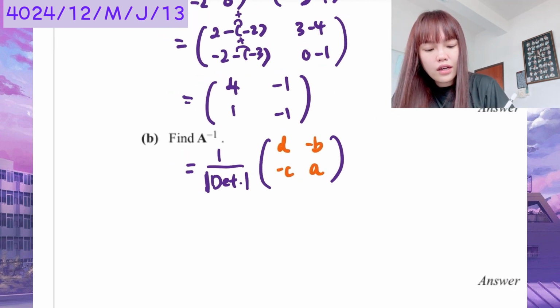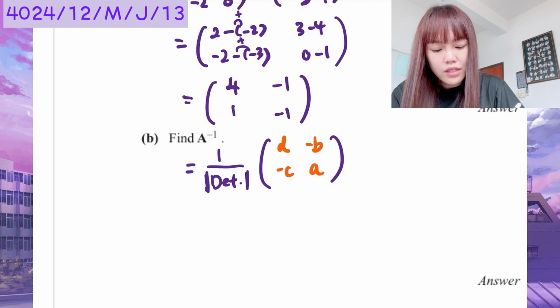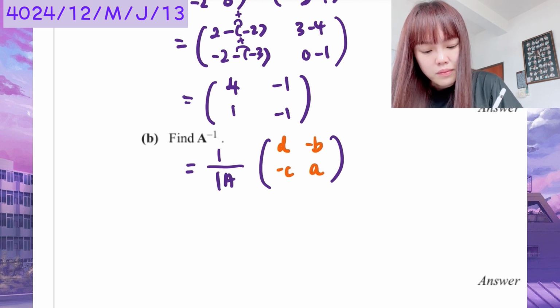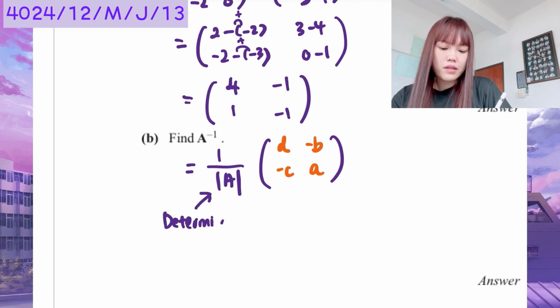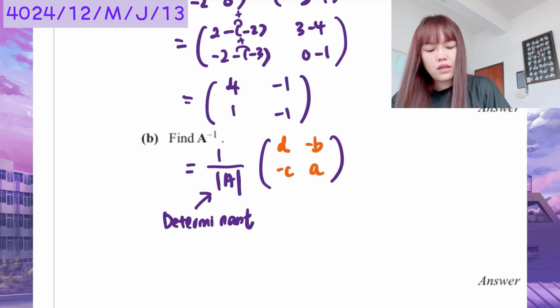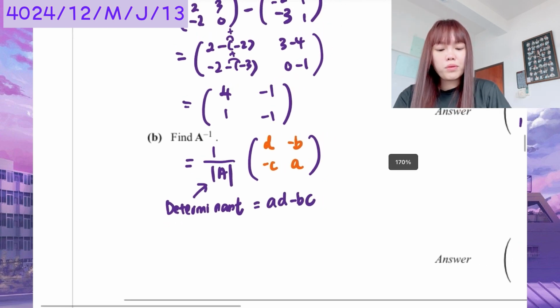Okay, and then this is determinant. So we need to find out what is the determinant here. Okay, this one we call determinant. So determinant is AD minus BC, A times D minus B times C.